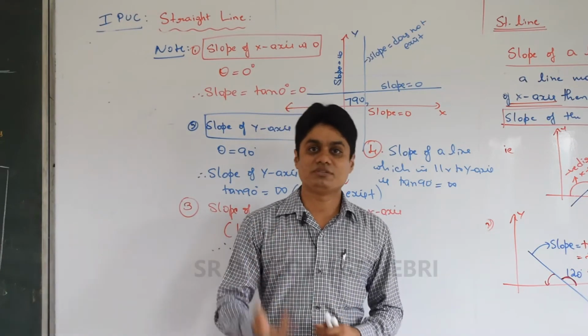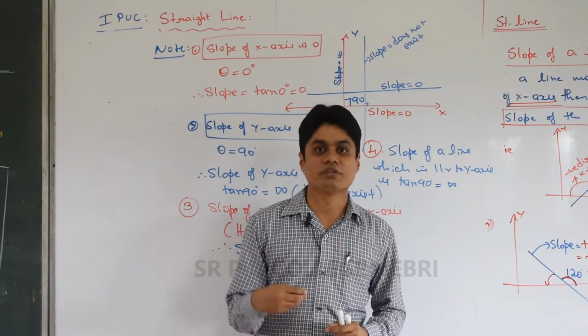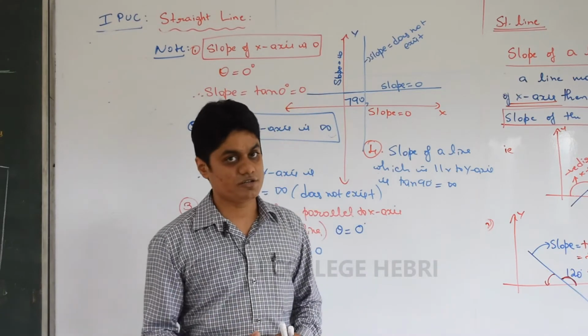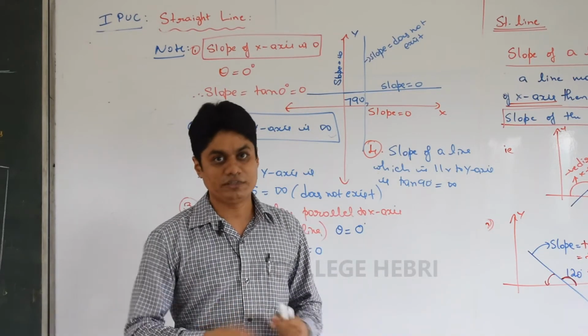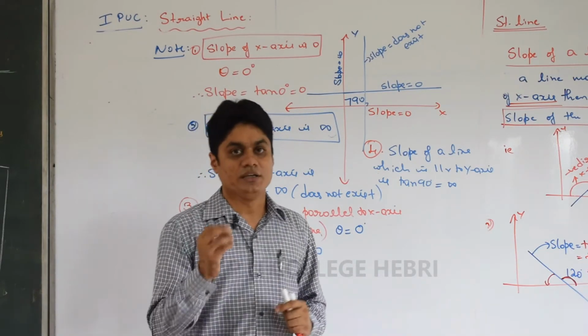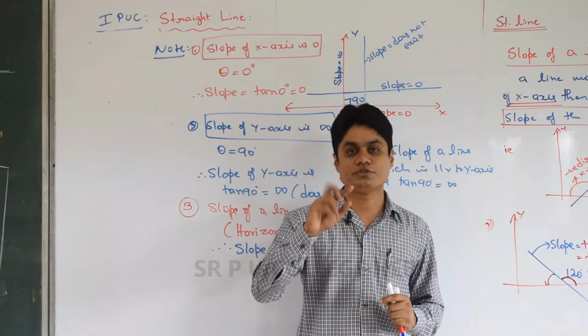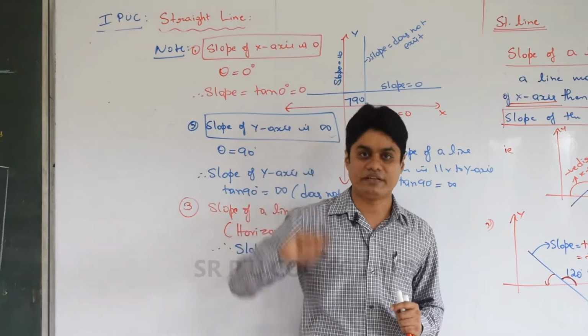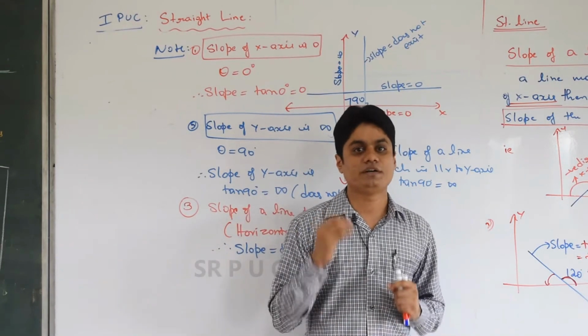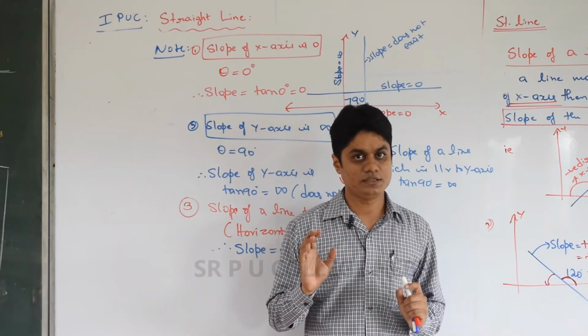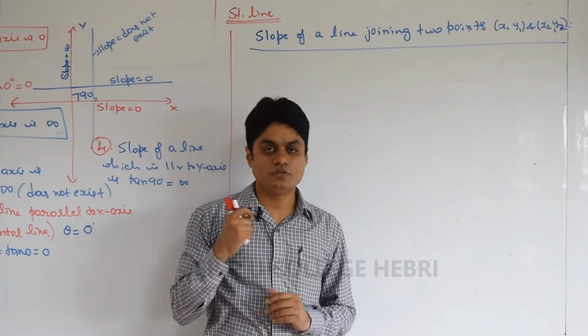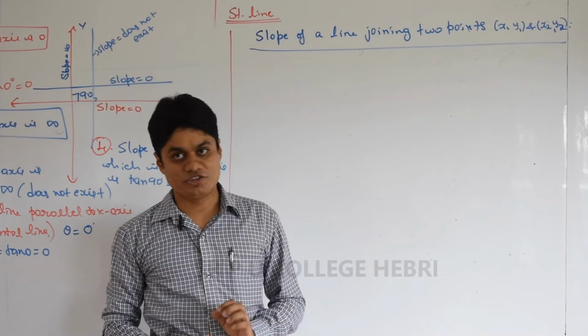Sometimes the given data is different from that, and you cannot find theta. In that situation, how do we find the slope? That is what we are going to learn as the next topic. We are going to find the slope of a line joining 2 points. Suppose instead of theta, x1 y1 are given, very easily you can find the slope of that line. Understood?